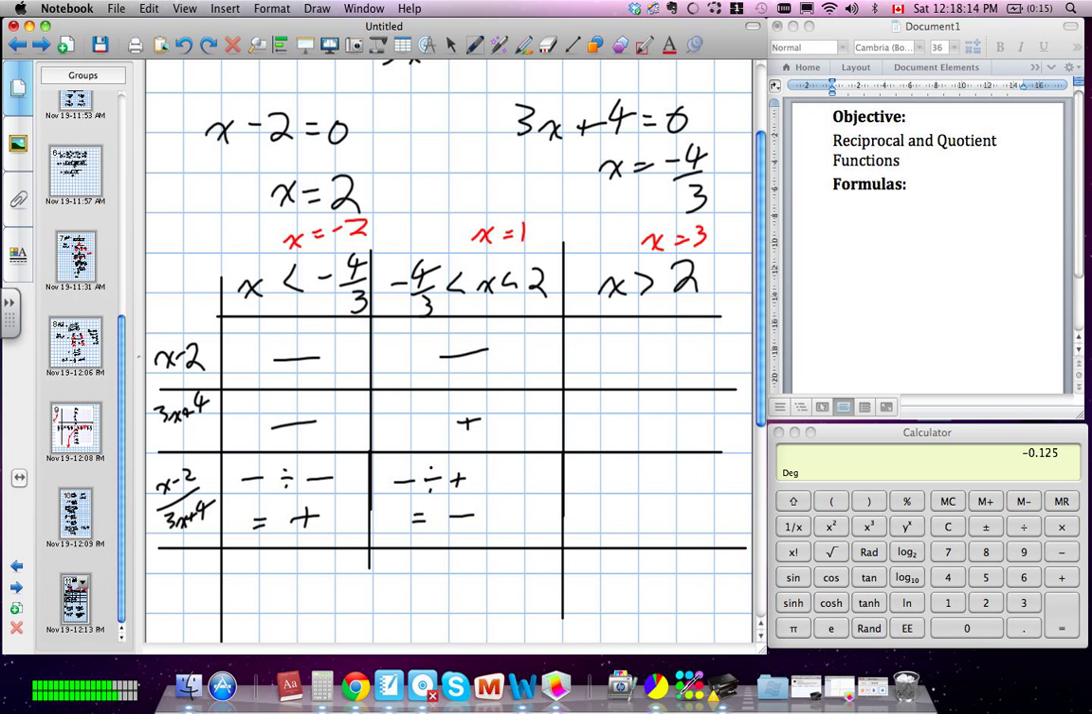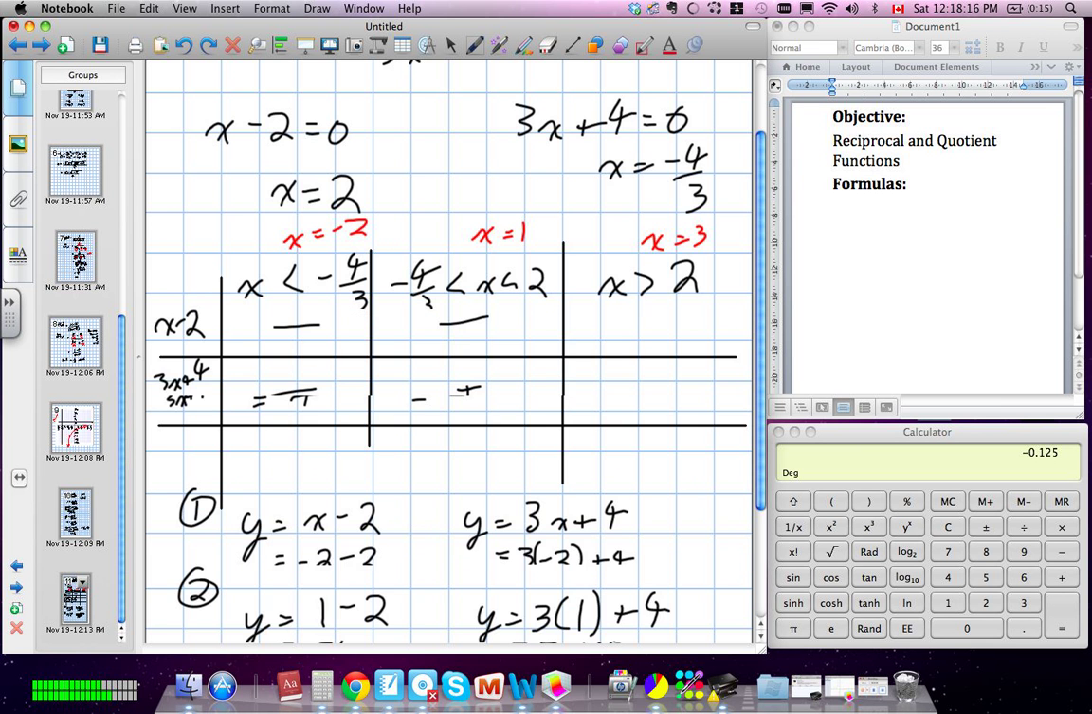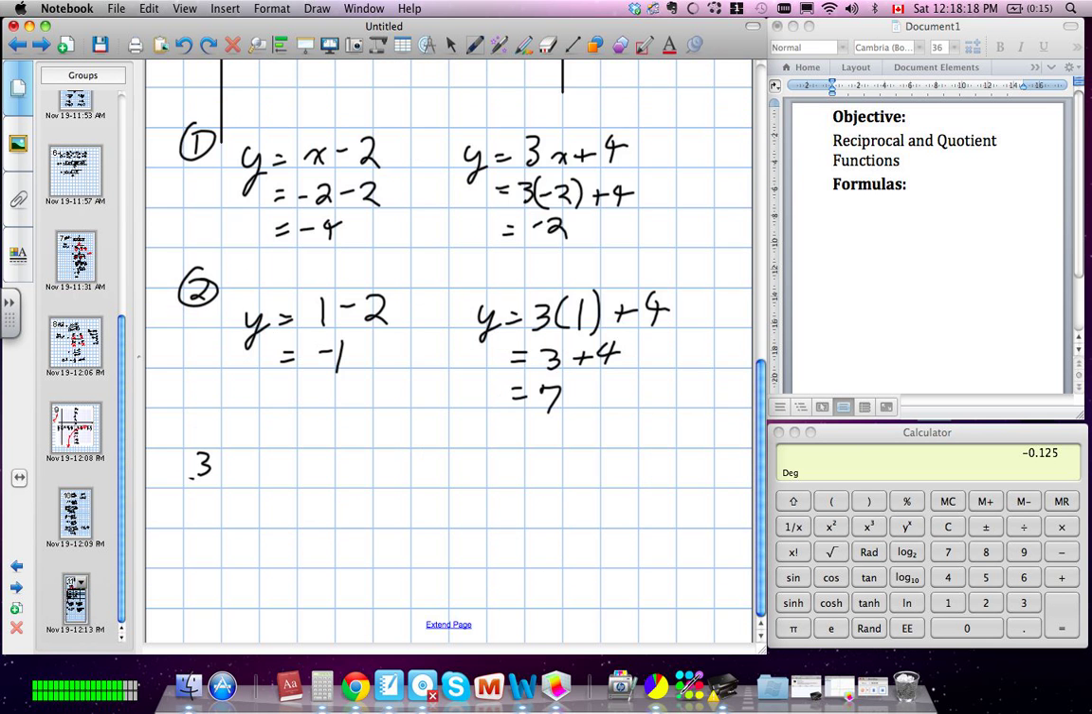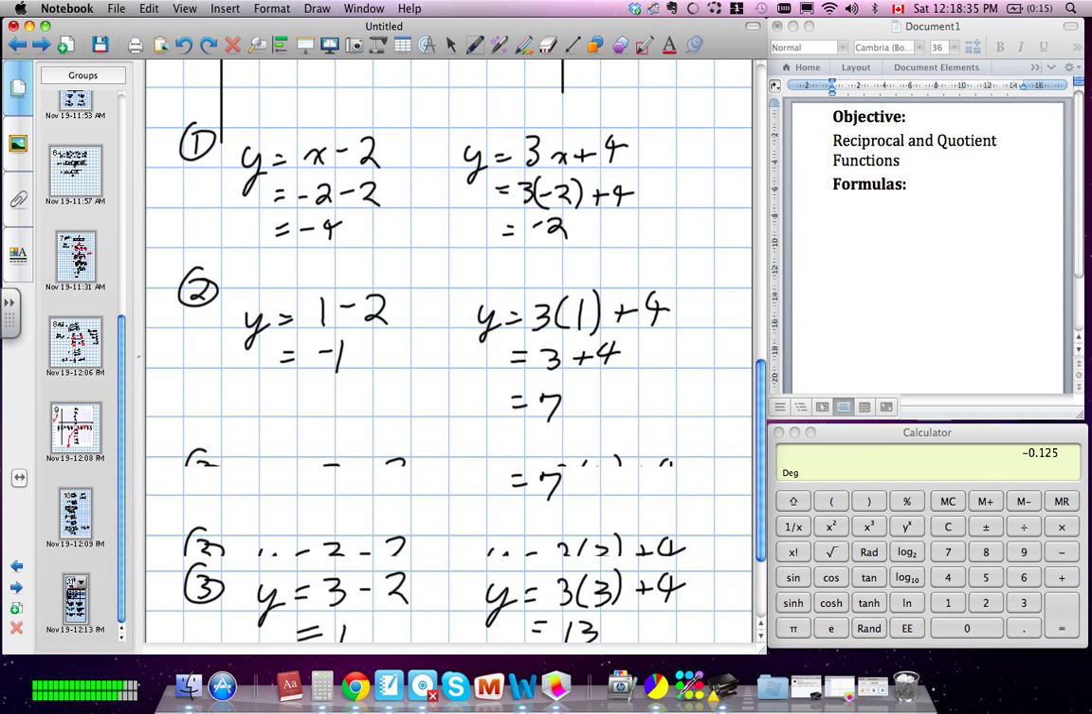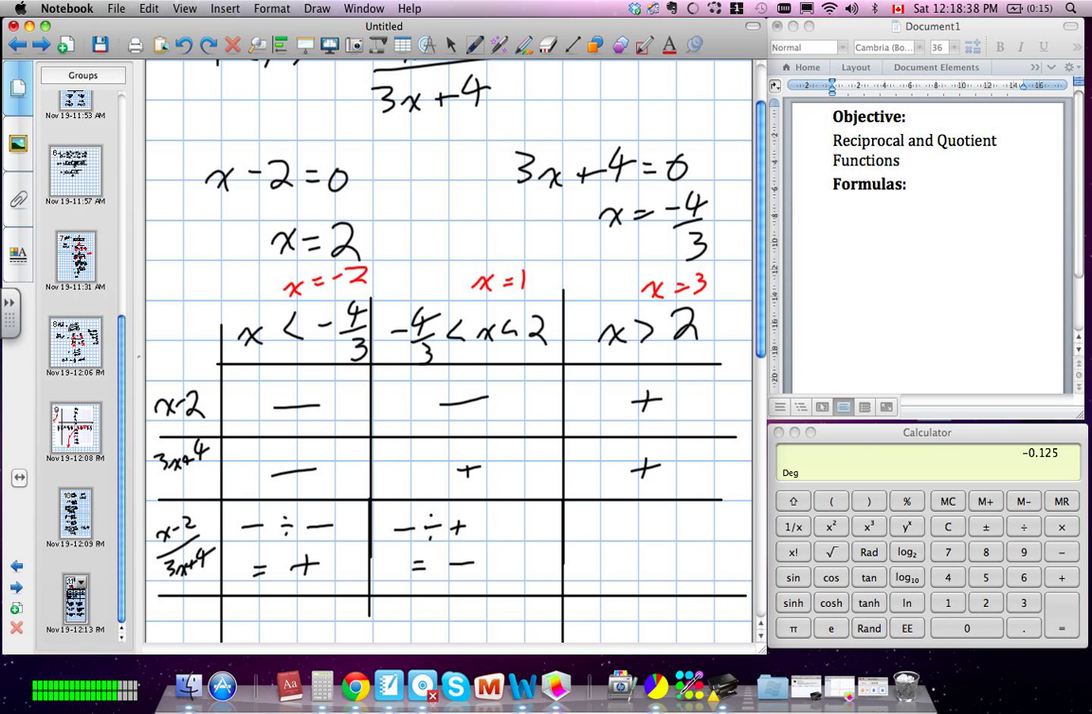And finally, same idea, we do our third test, which is 3. y equals 3 minus 2. The answer is 1, but it's positive, right? And y equals 3 times 3 plus 4. That's going to give us 9 plus 4, which is 13. So we get two positives. Positive divided by a positive. So that's how we would set up that chart.